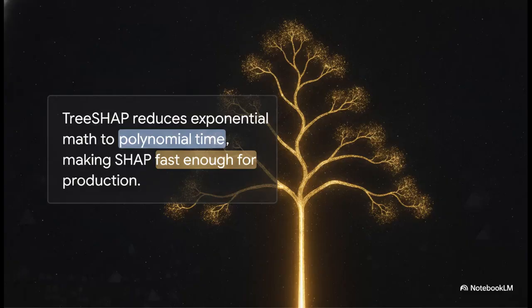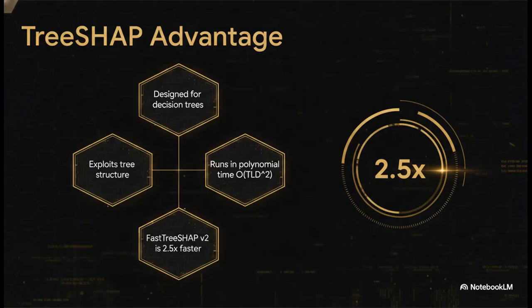If you are using tree-based models like XGBoost, we actually don't have to suffer through that exponential wait. And this is a massive deal because gradient-boosted trees are pretty much the absolute dominant algorithm used for tabular data, exactly like our loan application. This is where TreeShap comes to the rescue. It brilliantly illustrates how we can essentially exploit the structure of the decision tree itself. It reduces all that crazy math down to polynomial time, which means predictable, manageable calculation times. It actually makes SHAP fast enough for real-time production inference.